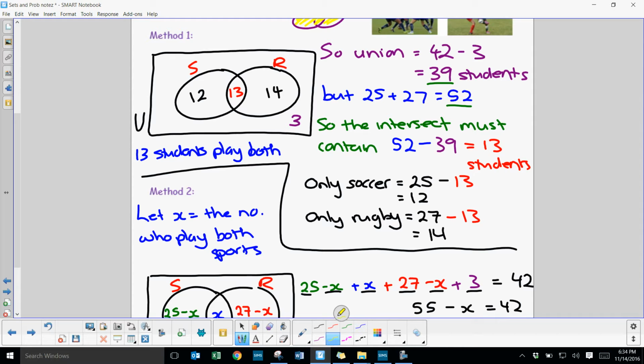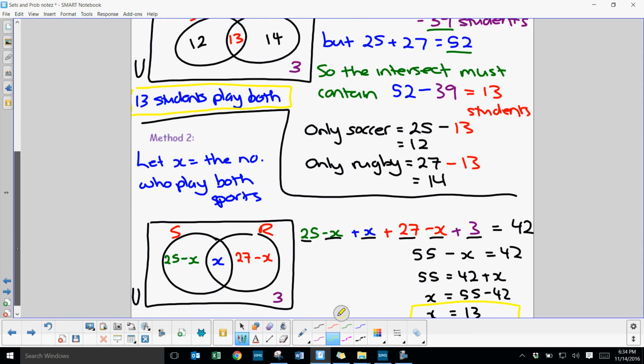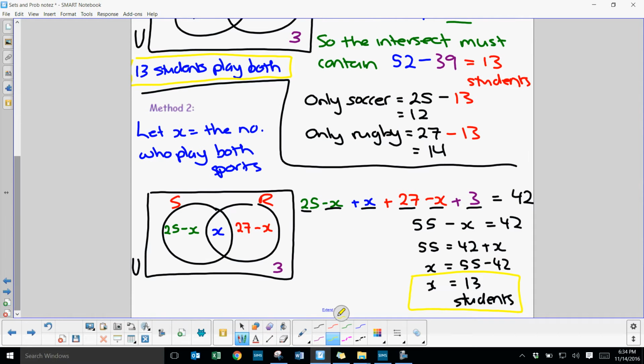And maybe feel free to circle it or something like that. Just make it clear that your final answer is 13 students play both, because that's what the question was asking for. So 13 students play both is all they were asking. How many in total play both?